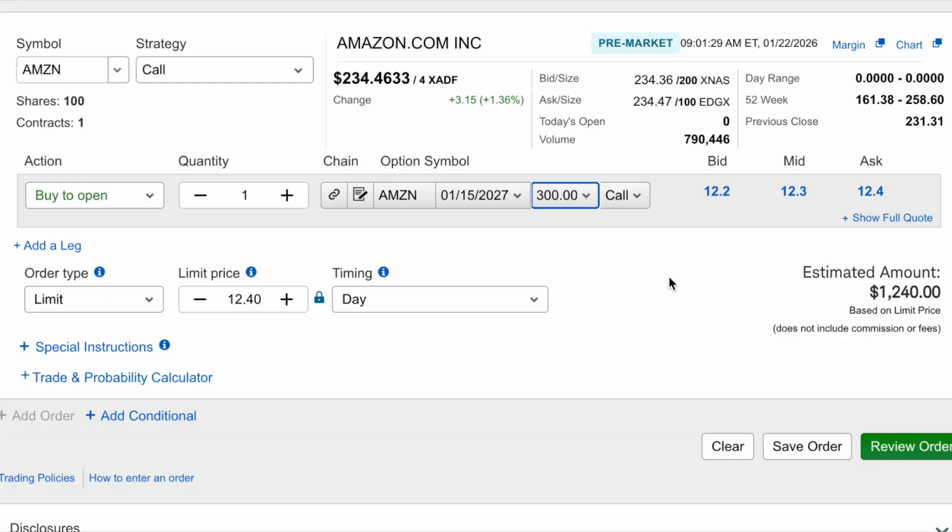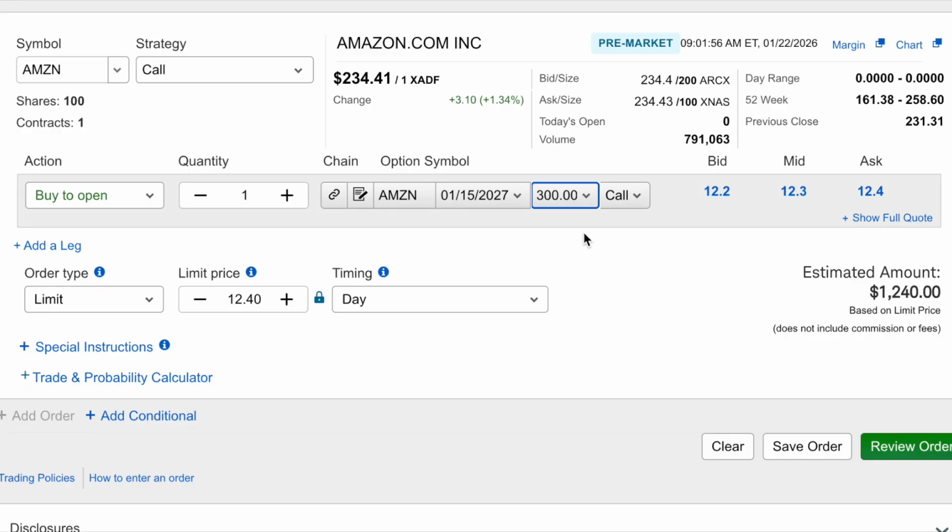Well, what if Amazon was trading at $350 a share come January 15, 2027? Is there value there? Well, the answer is yes. Amazon's currently trading at $350, but we can buy it at $300. So there's a $50 difference times 100 shares, because this is one contract representing 100 underlying shares. The option would be worth $5,000.